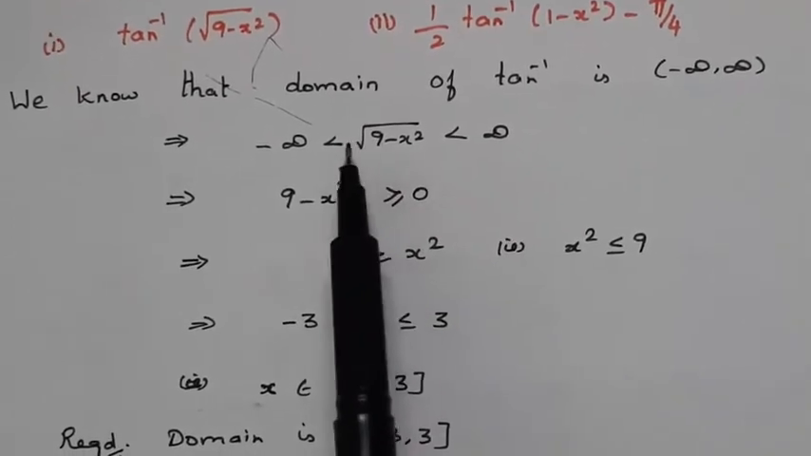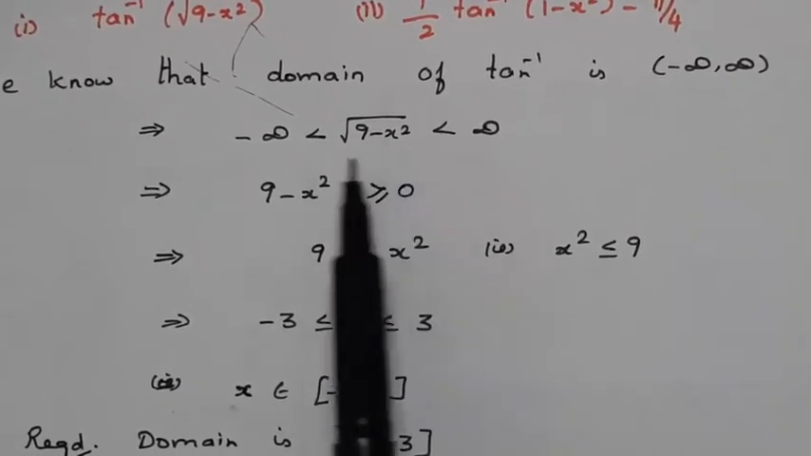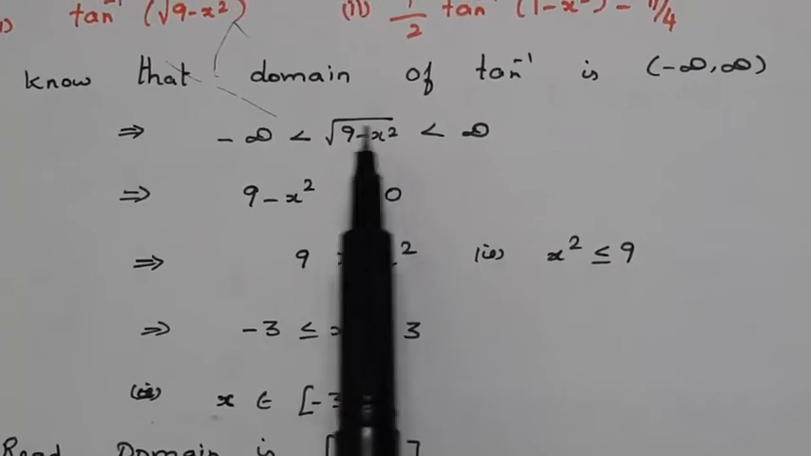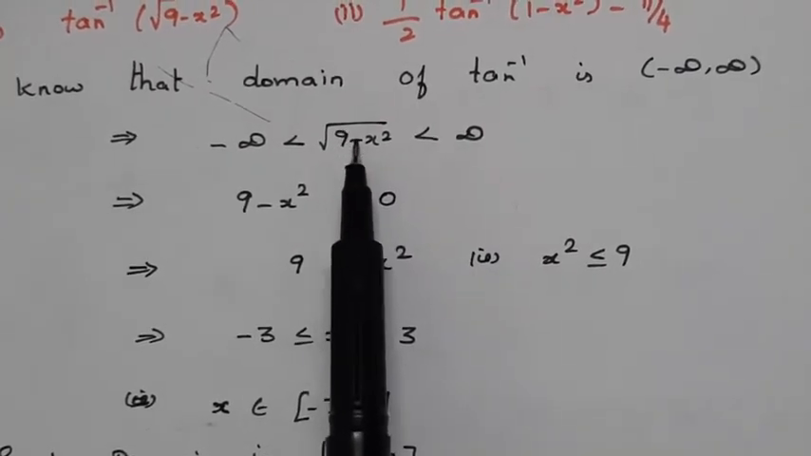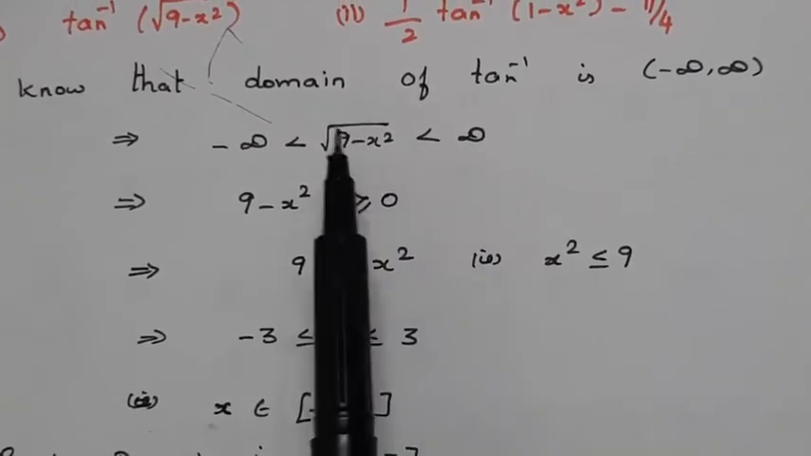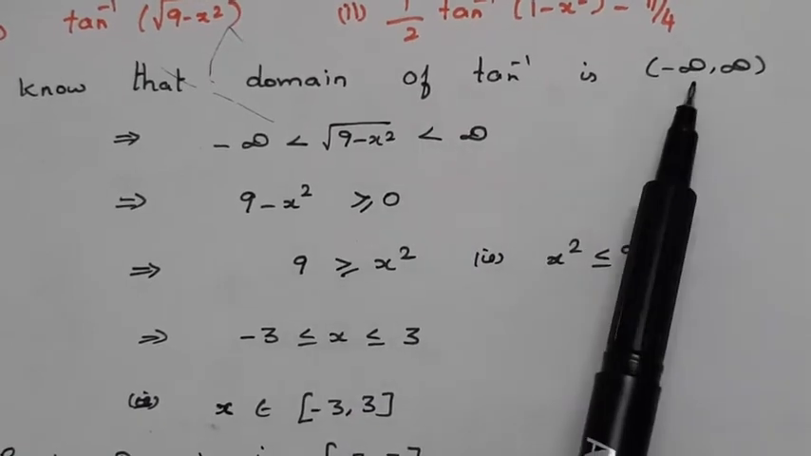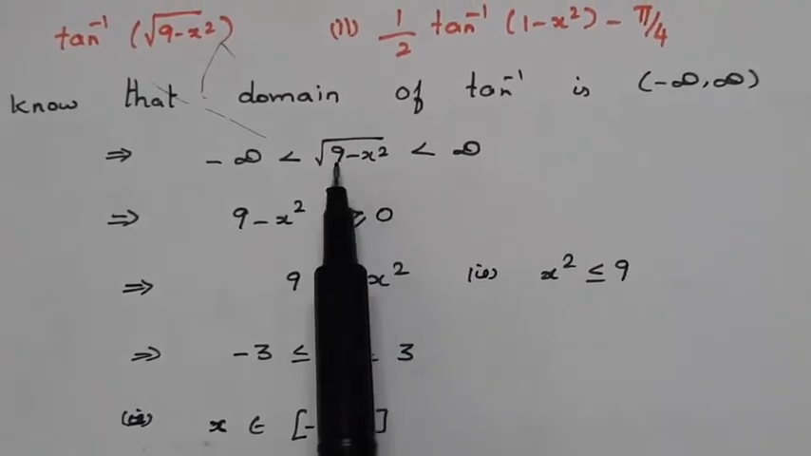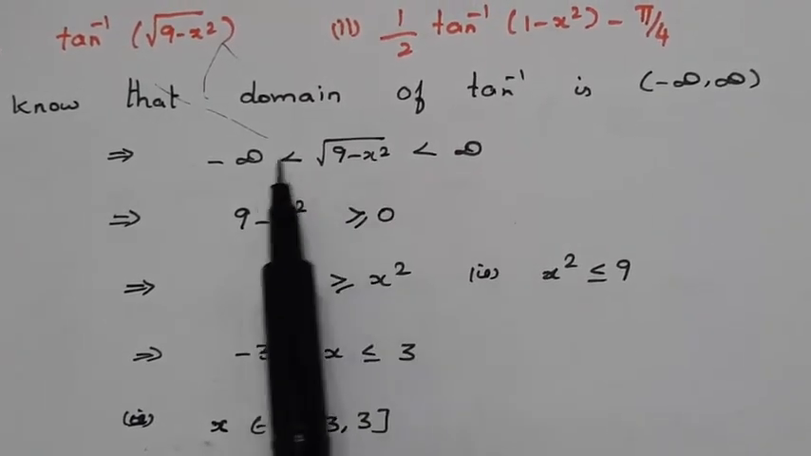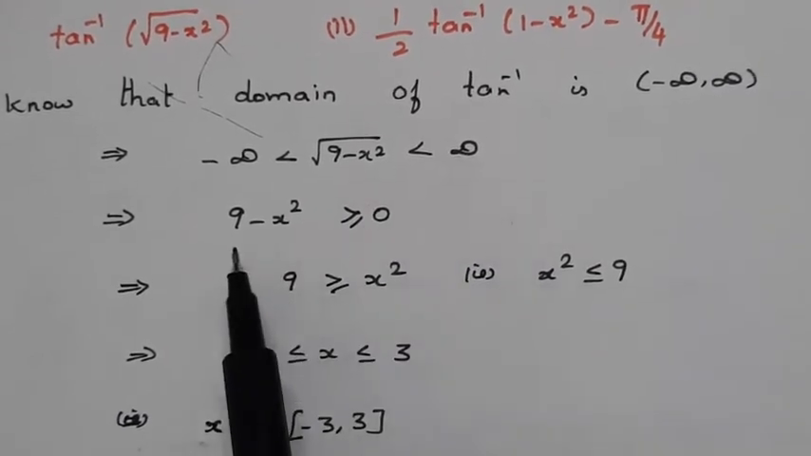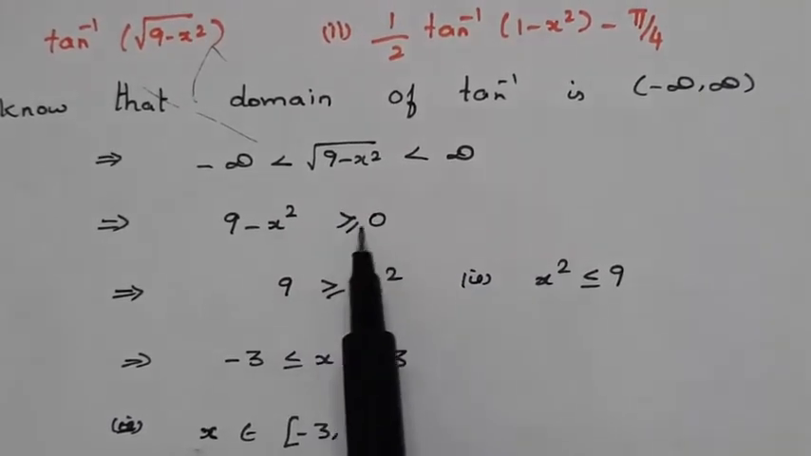Okay. So, as it is a real number, it should not be negative because it lies in the root. If it is a negative number, it will become imaginary, so it does not belong to the real numbers. And hence, root of 9 minus x squared lies between minus infinity to plus infinity implies 9 minus x squared is greater than or equal to 0.